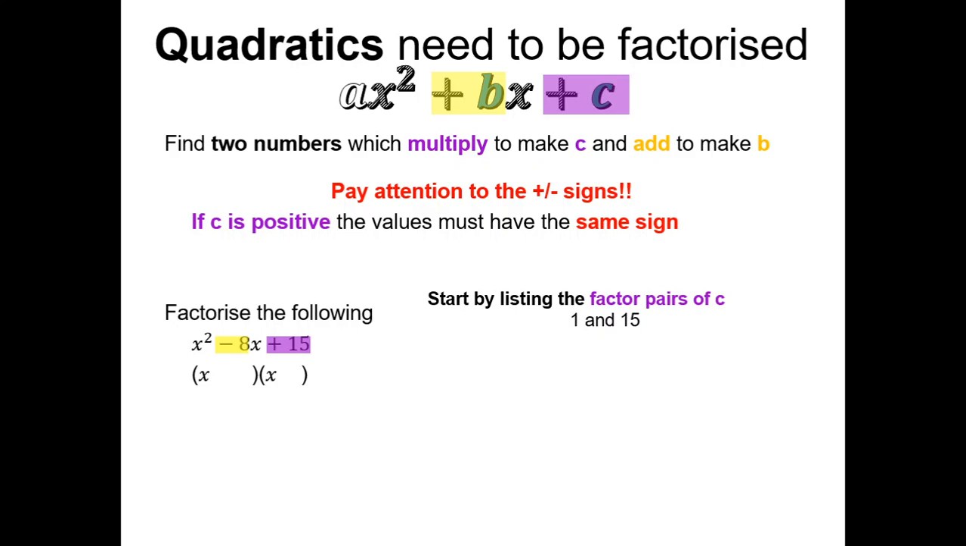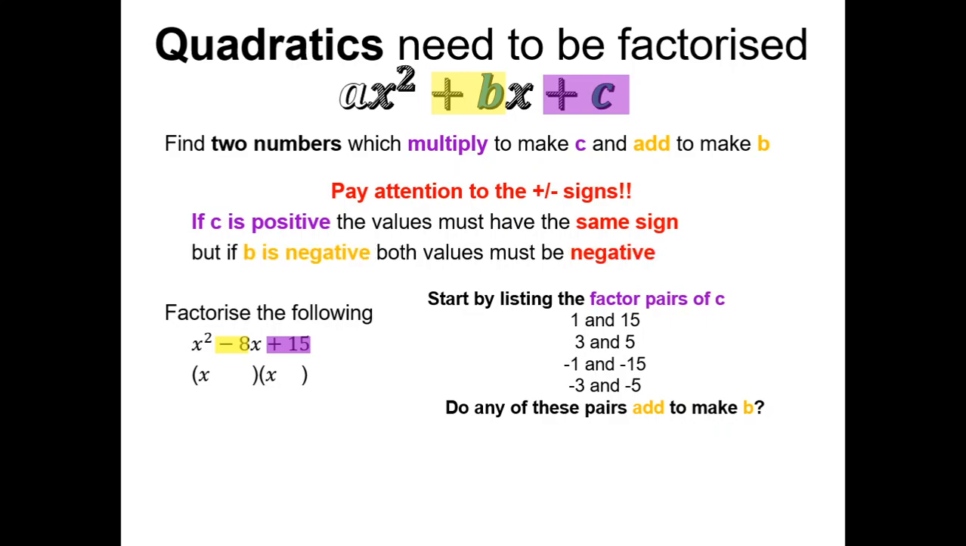It could be 1 times 15 makes 15, or 3 times 5 makes 15. Or it could be negative 1 times negative 15 makes 15, or negative 3 times negative 5 also makes positive 15. But if I'm thinking which pairs add up to make b, they add up to make negative 8. What kinds of numbers add to make a negative? Could two positive numbers possibly add to make a negative? No. If b is negative, and I'm looking at two numbers with the same sign here, both of those numbers have got to be negative. So let's forget about those ones there.